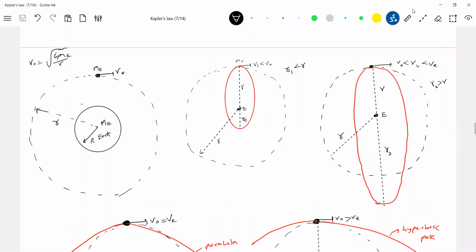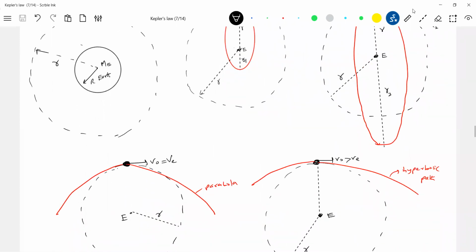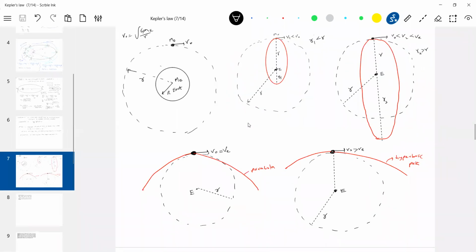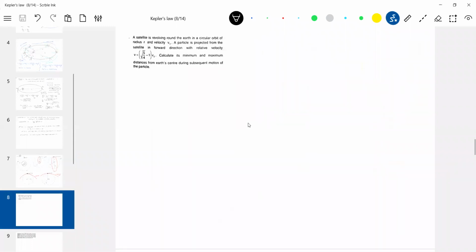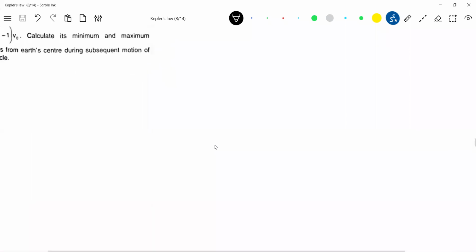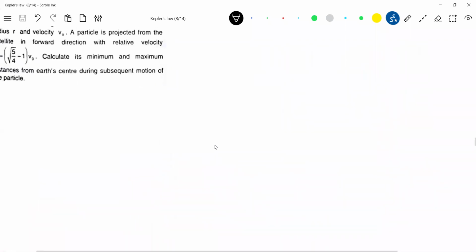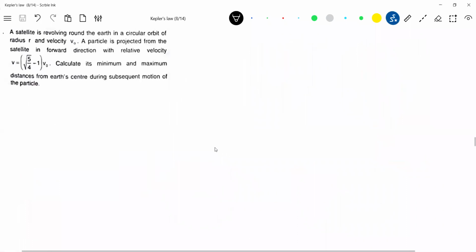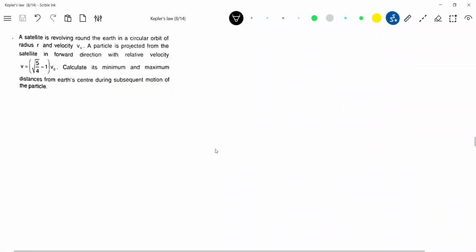Like, in numericals, how can we justify this? Can you show that R1 and R2 at least? Let's take one numerical itself. Read the question. It is an elliptical orbit, as we know. We have some formulas we can apply and we can solve it.